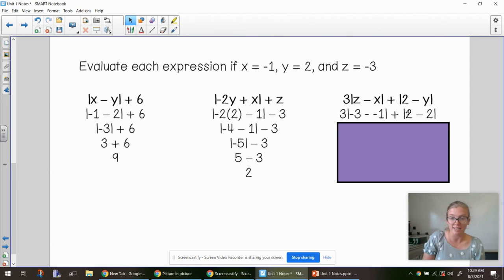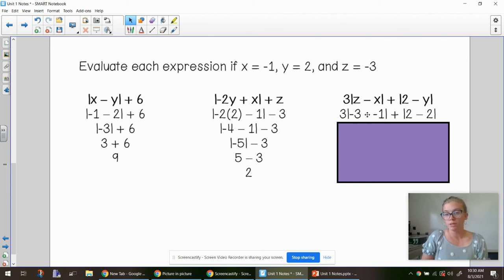Now, one of the mistakes I want to point out is this 3 on the outside. It looks a lot like a 3 that we would want to use the distributive property for. But because these are absolute value and not parentheses, we are not allowed to distribute into those terms. So we need to evaluate this absolute value first, then multiply by 3. We're not distributing with absolute value.